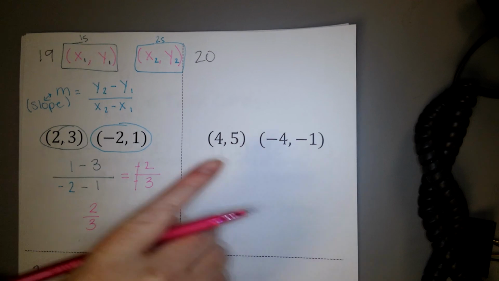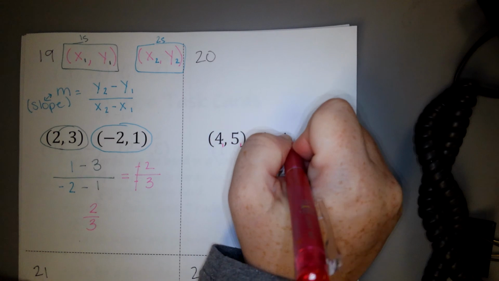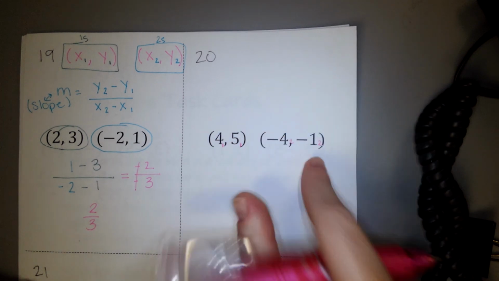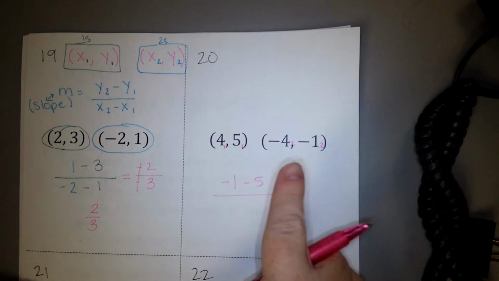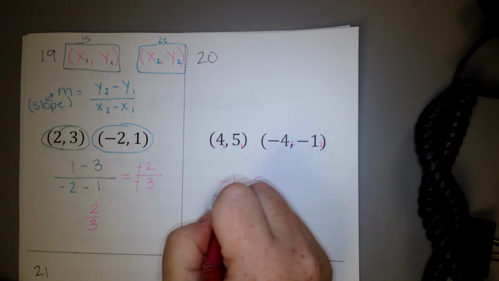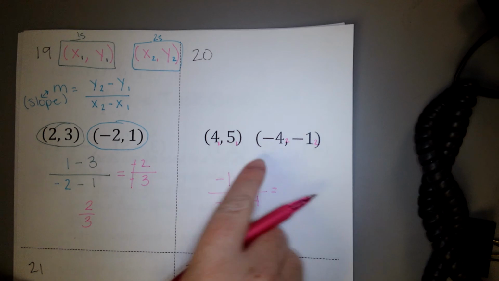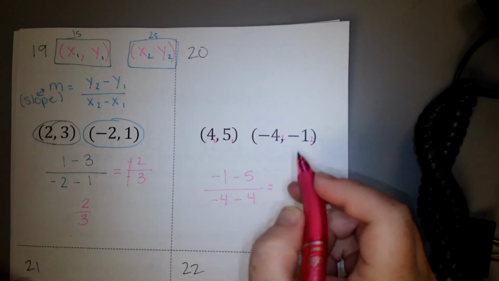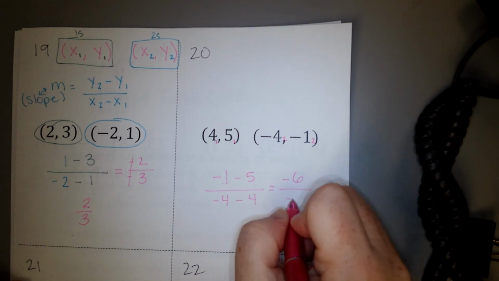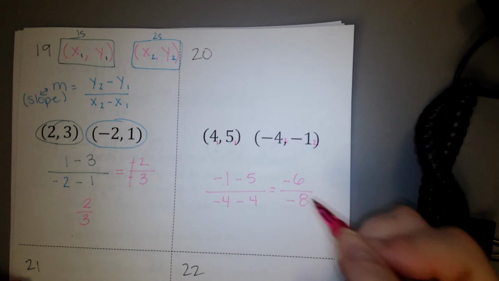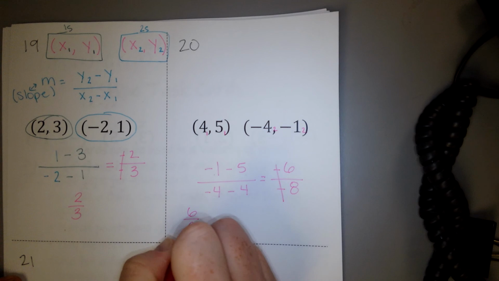Next, let's do another one. So we're using the same formula. These are my 1s. These are my 2s. Y2 is negative 1 minus 5. X2 is negative 4 minus 1. I'm going to have a double negative again. Negative 1 minus 5 is negative 6. Negative 4 minus 4 is negative 8. Negative divided by a negative is a positive, giving us 6 over 8.